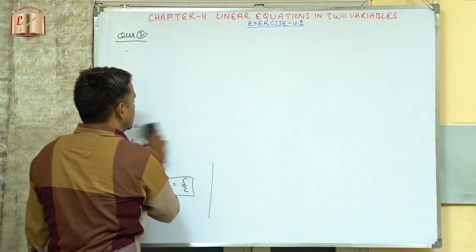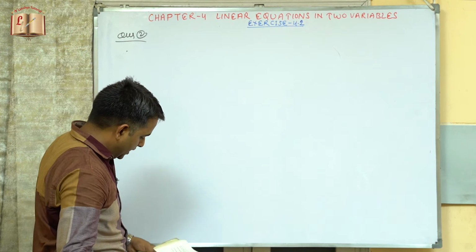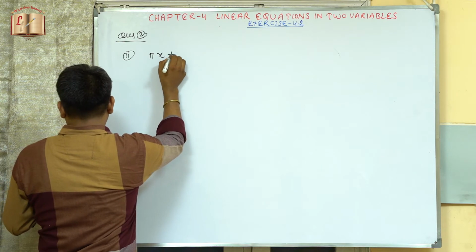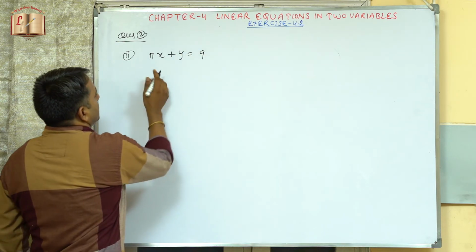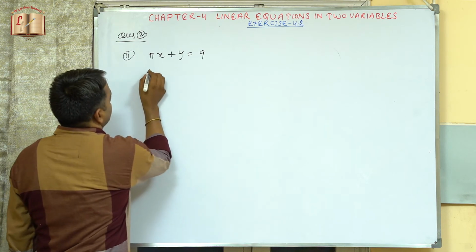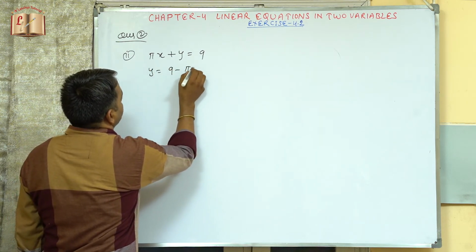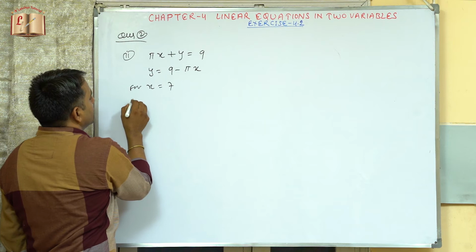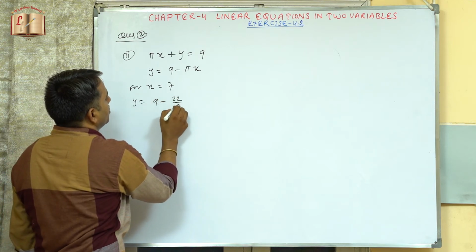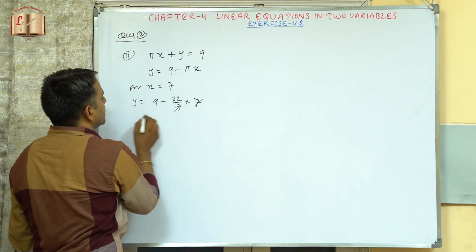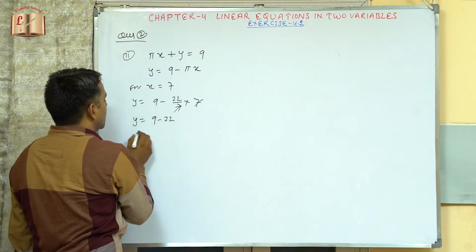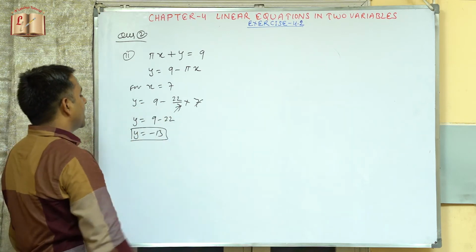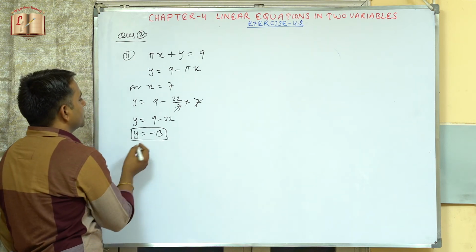Now coming to the second part of this. In the second part it is given that pi x plus y equals 9. If we want to find the value of y, y will be 9 minus pi x. So for x equals suppose 7, y will be 9 minus 22 by 7 into 7, 7 cancelled, so y equals 9 minus 22, or y will be equal to minus 13. So for x equals 7, we got y equals minus 13. Similarly, we can proceed for other values.